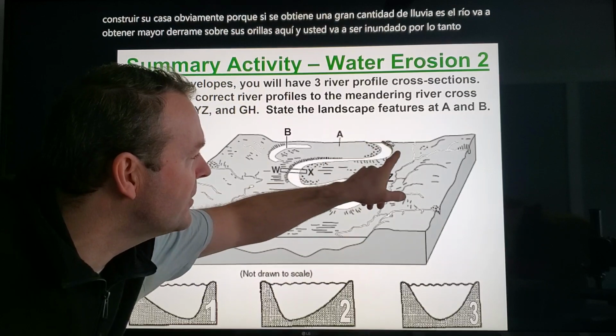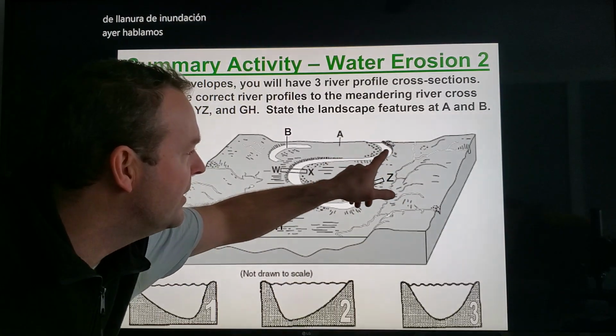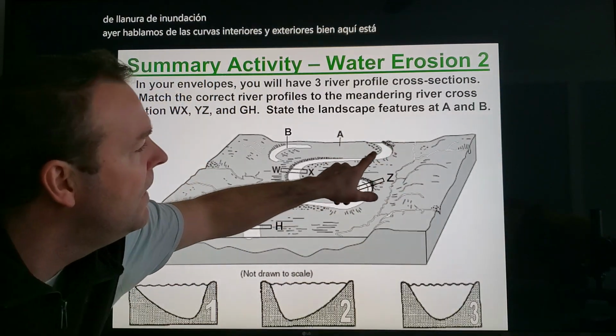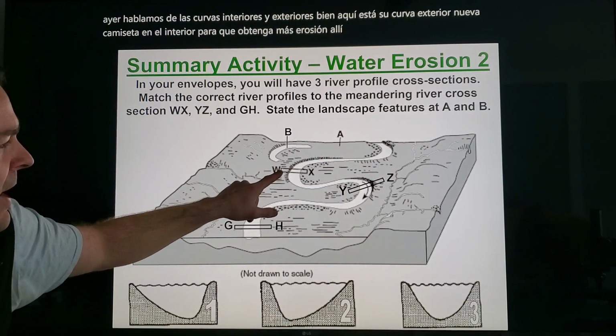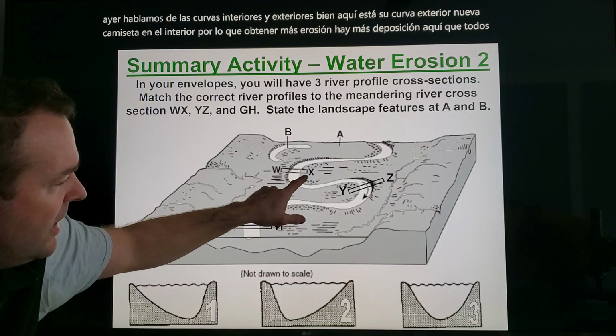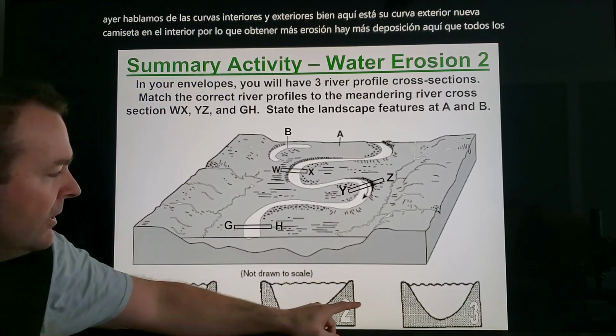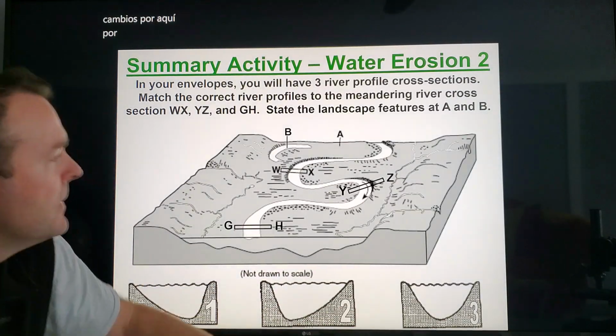Remember yesterday we talked about the inside and the outside curves. Well, here's your outside curve. Here's your inside. So you get more erosion there, more deposition here. That all changes over here. There's your outside this time, your inside that time. All right, we're going to relate these diagrams to that in a second.